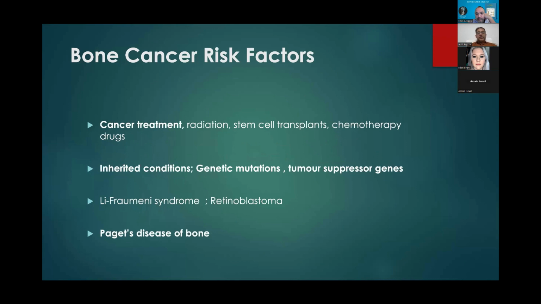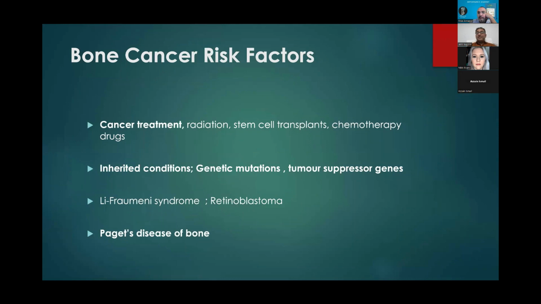Regarding the etiopathogenesis of bone cancer, there are some risk factors which can make a patient more vulnerable to getting a bone cancer. More commonly, it is sporadic in nature. However, it can be associated with some inherited conditions, some genetic mutations, translocations of genes, or presence of tumor suppressor genes.